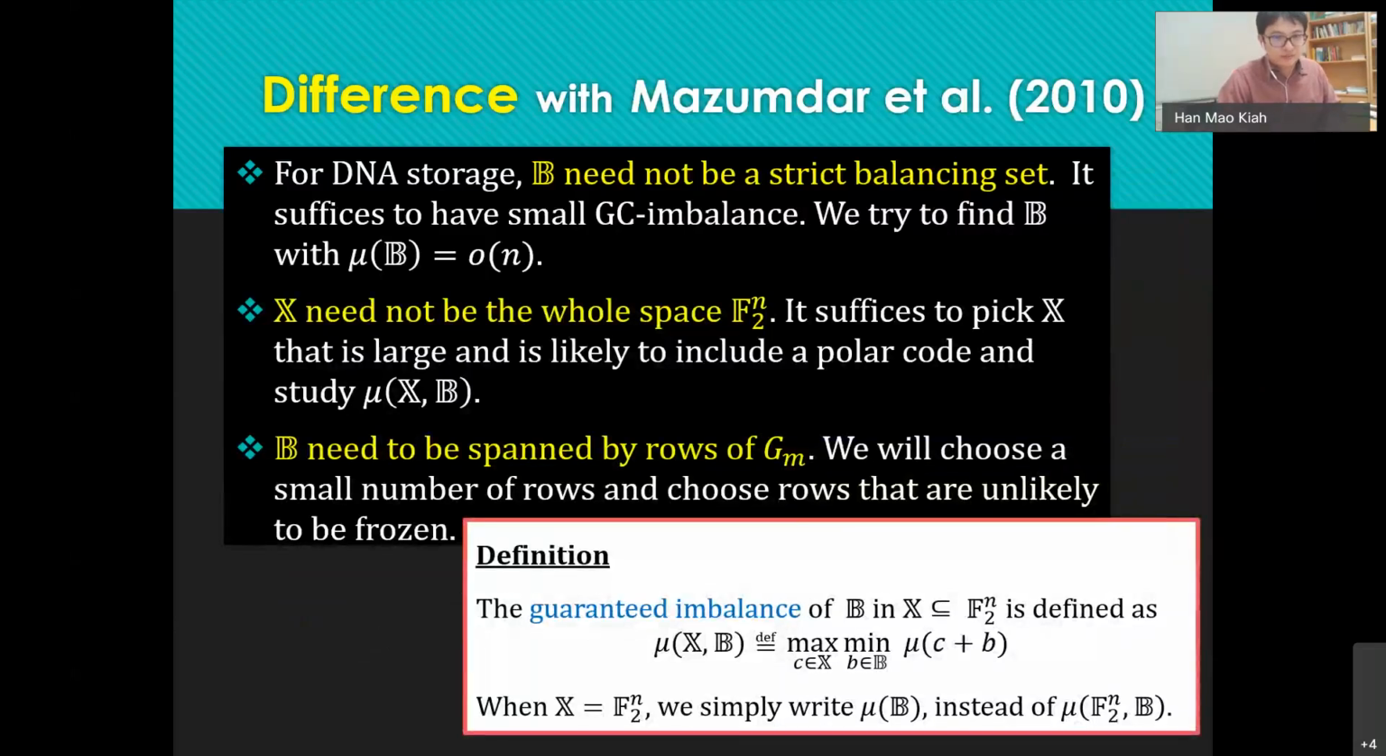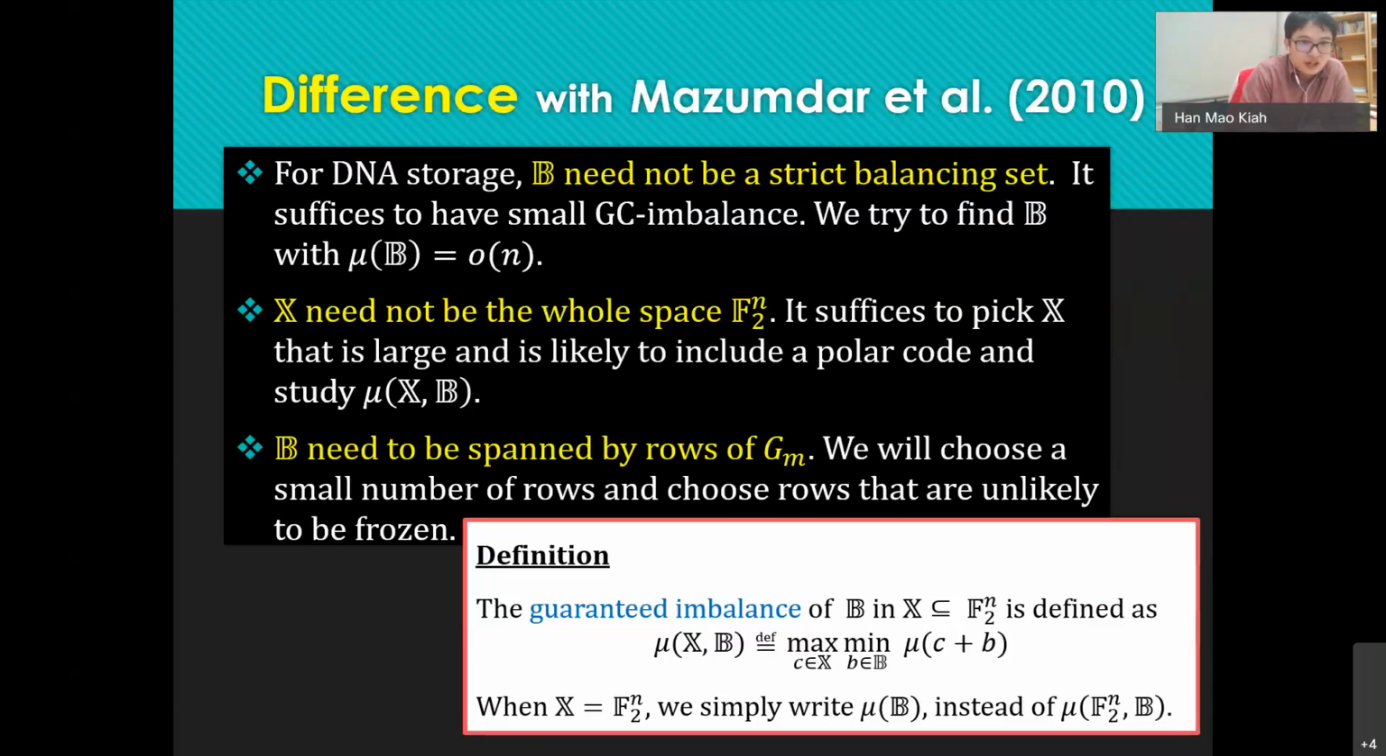Just to be clear, let me highlight some differences with the previous scheme by Mazumdar et al. First, for DNA database storage, B need not be a strict balancing set. It suffices to have small GC imbalance. So what we want to do is to find a balancing set whereby mu of B, the guaranteed imbalance, is little o of n, i.e. the proportion of imbalance goes towards 0.